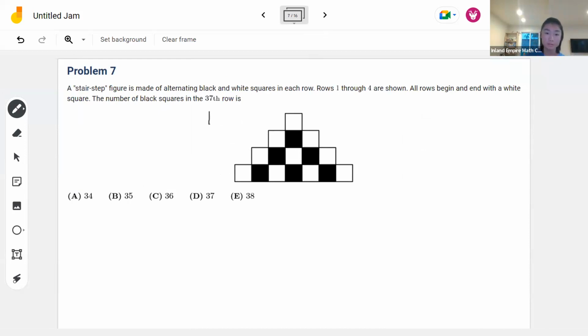So each row is like this. You have row 1, 2, 3, and 4. We're going to look for the number of black squares in the 37th row. All right, so let's take, again, 2 minutes. This problem, see who gets the answers.